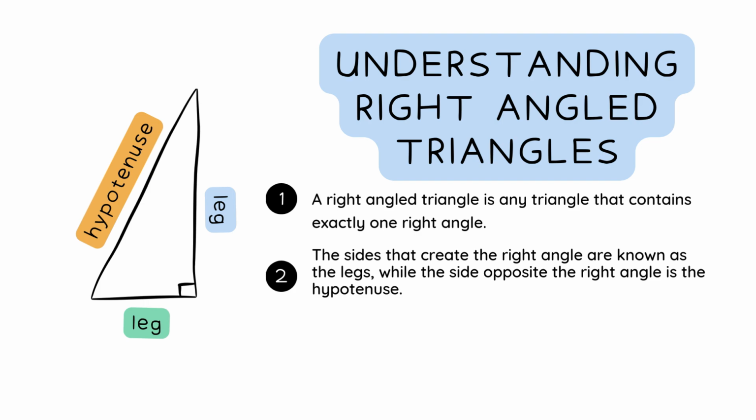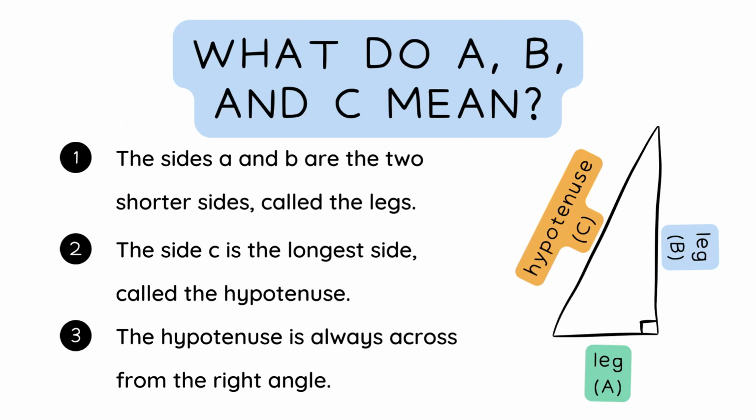Understanding right-angled triangles. 1. A right-angled triangle is any triangle that contains exactly one right angle. 2. The sides that create the right angle are known as the legs, while the side opposite the right angle is the hypotenuse. Let's talk about what these letters actually mean.